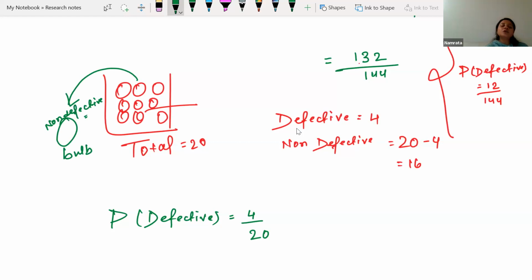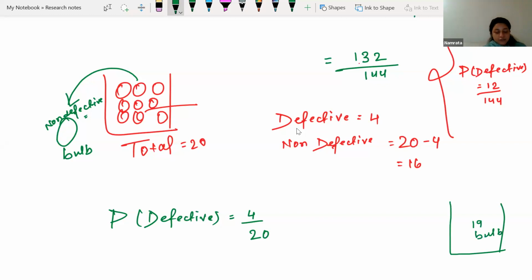So if a total of 20 bulbs was there, we have taken one out. How many remaining bulbs will be there if we take it out and just keep it aside? Anyone? If a total of 20 bulbs was there and we take one bulb from there, that bulb was obviously non-defective. So how many remaining bulbs will be there still in this basket? 19. Exactly. Now we are having 19 bulbs over here.